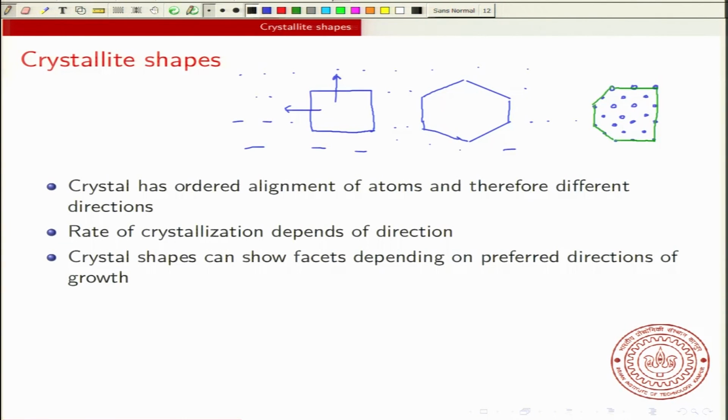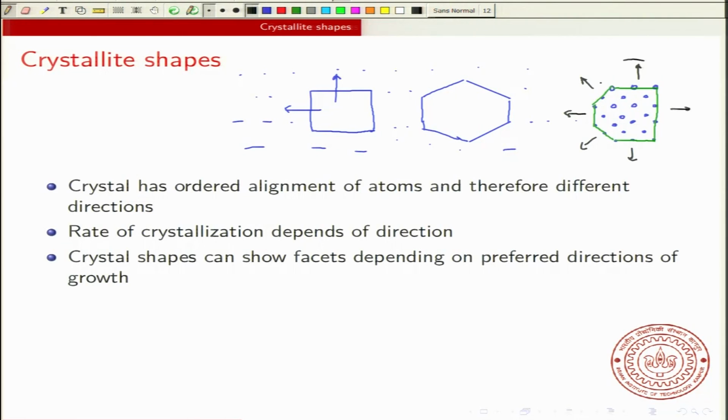What you see is that because of this ordered arrangement, this direction is different from this direction, and this direction and this direction, all these are different directions. Now, you can see that these 2 directions are actually equivalent, in the sense that if you look at the arrangement of atoms in this direction and this direction, it is the same. Similarly, these 2 directions are equivalent and these 2 directions are equivalent. However, if you take these 2 directions, they are not equivalent. Similarly, these 2 directions are not equivalent. So, in other words, due to the ordered alignment of atoms, the crystal has different directions.